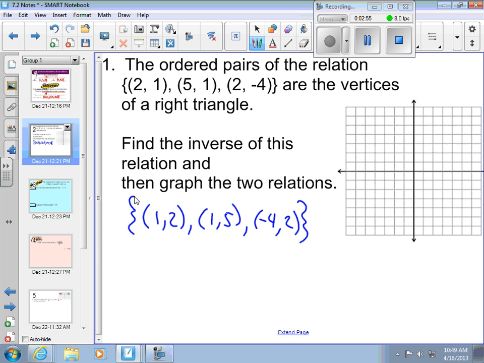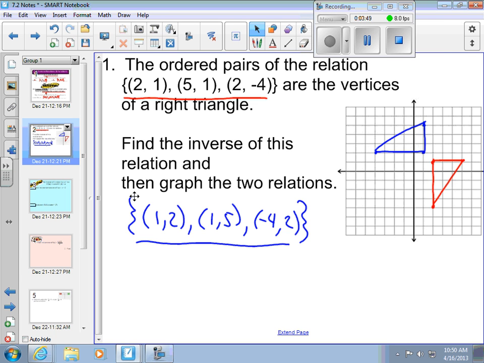Now we're going to graph both the relation and its inverse. Starting with the first relation, we're going to graph that over on our coordinate plane. So the point 2, 1 is located there, the point 5, 1, and the point 2, -4. Connecting those, we get our right triangle. All right, now we're going to graph the inverse. So we're going to graph all our inverse relation ordered pairs. Point 1, 2, point 1, 5, and the point -4, 2 also forms a right triangle. What we have here is then both the original relation and its inverse.